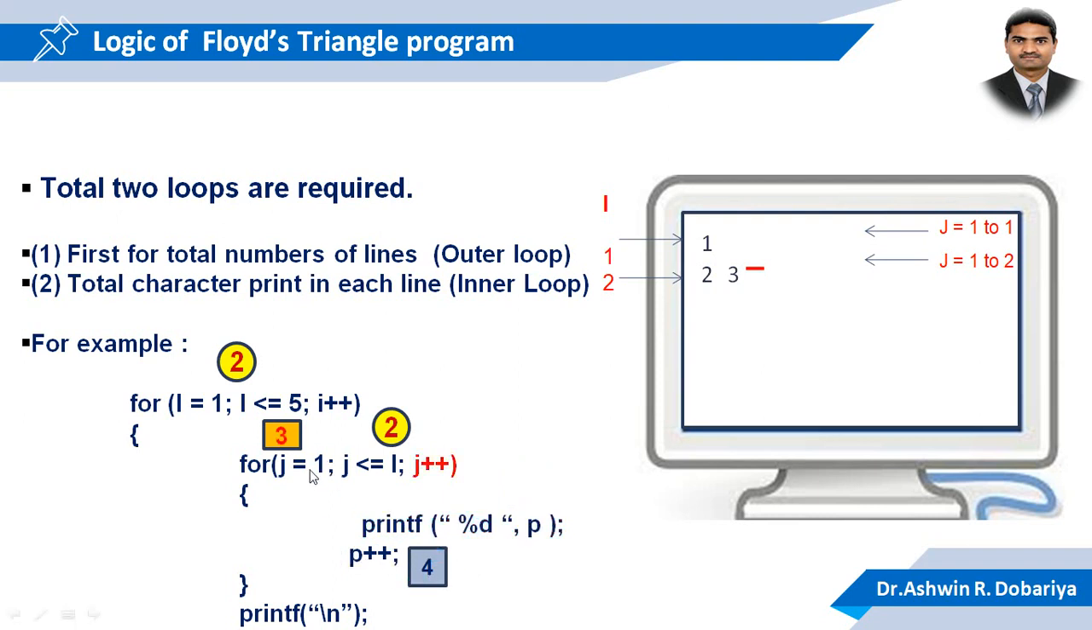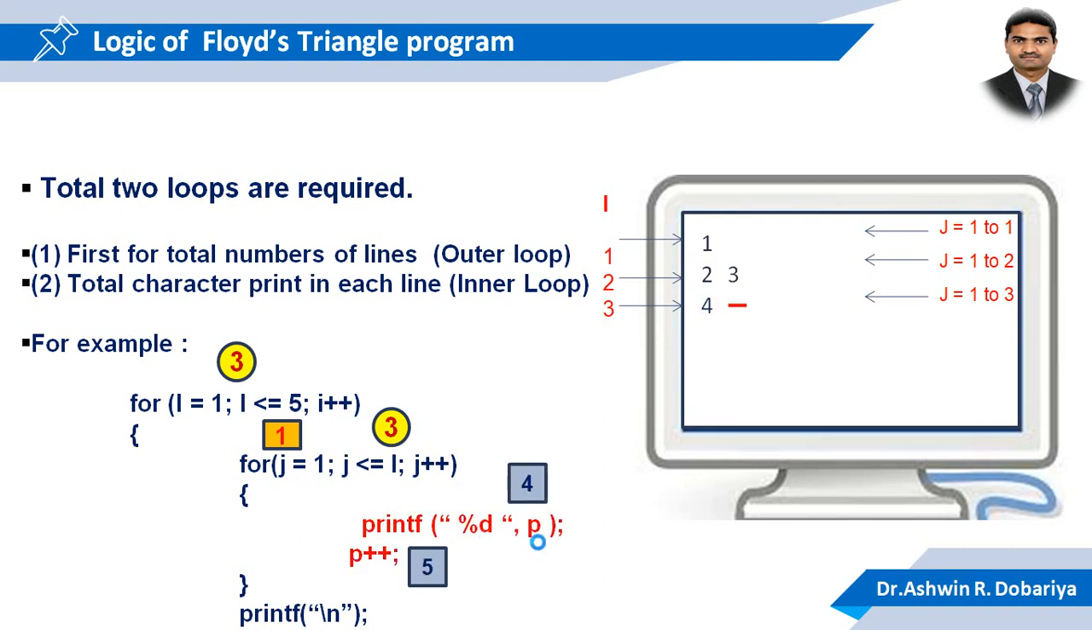Again j is incremented by 1, but this time the condition becomes false. But now see the value of p is 4. Then what happens? When this loop is terminated, \n will execute and the cursor moves to the next line. Again i increments by 1, it becomes 3. Now the inner loop will start from j equal to 1 and less than 3, so it means it will execute 3 times.